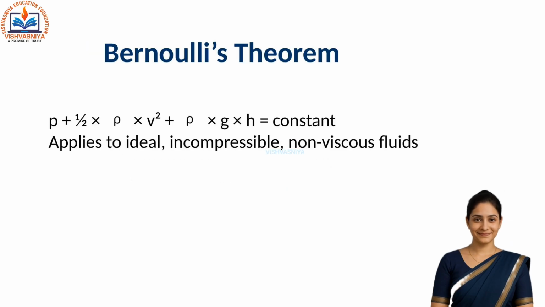Bernoulli's theorem. Bernoulli's equation is pressure plus half rho v squared plus rho gh equals constant. This explains how airplanes lift off. Faster air over the wing reduces pressure.